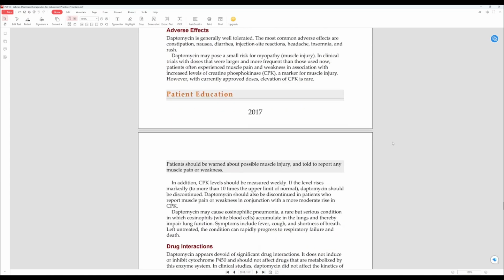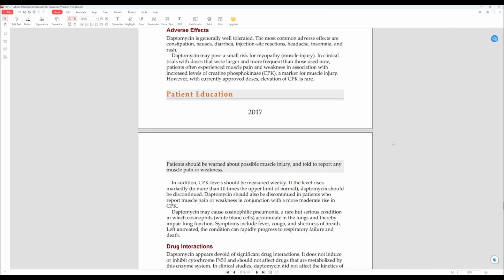Adverse effects? Well, daptomycin, again, is generally well tolerated. The most common adverse effects are constipation, nausea, diarrhea, injection site reactions, headaches, insomnia, and a rash. Daptomycin may pose a small risk for myopathy. In clinical trials with doses that were larger and more frequent than those used today, patients often experienced muscle pain and weakness in association with increased levels of creatine phosphokinase, a marker for muscle injury. However, with currently approved doses, elevation of CPK is considered rare.